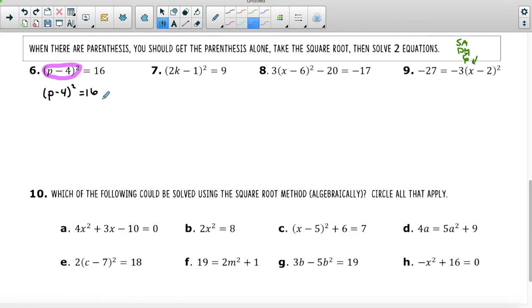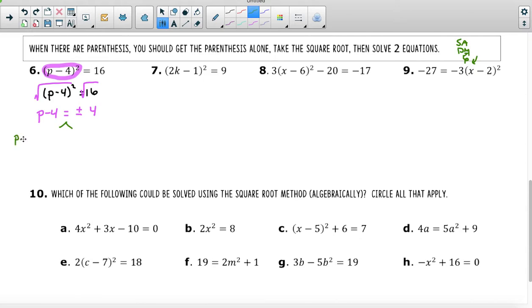So to get that square away, we will take the square root of both sides. And as a reminder, when you take the square root of both sides, you should have a positive and a negative on that answer. So the square and the square root will give us p minus 4 is equal to. We have to have that plus or minus on this side because we're taking the square root of 16. So we know that the square root of 16 is 4. What this really means is that we have two parts, because we're going to have to solve two equations.